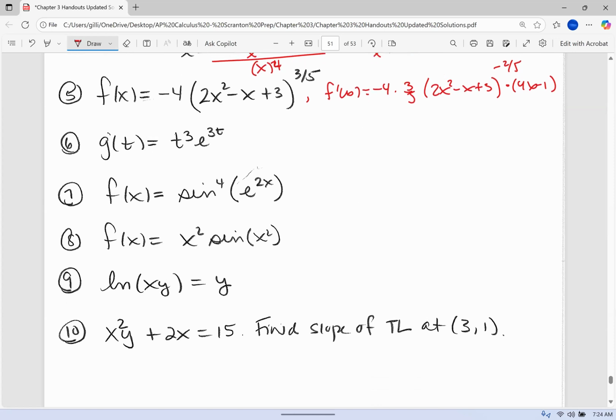In 6, it would be a product rule. It would be the first times the derivative of the second, which is e to the 3t times 3, plus the second times the derivative of the first.